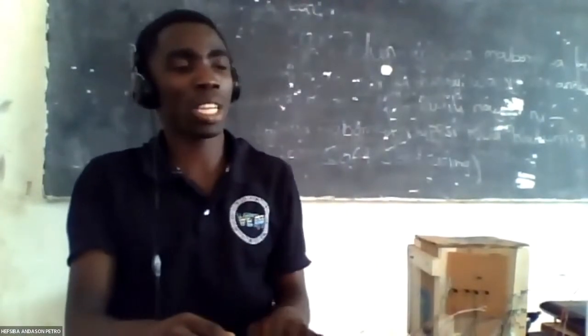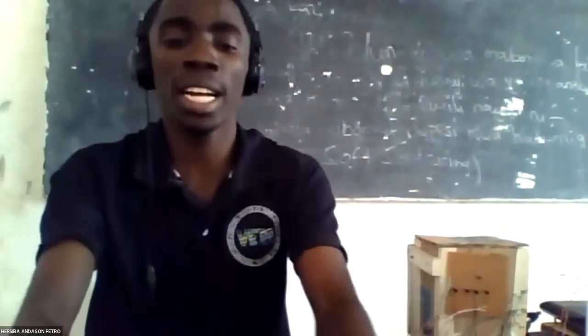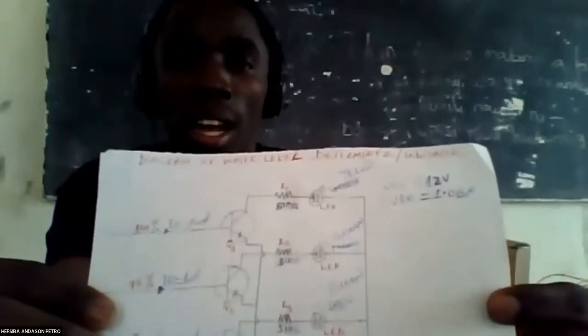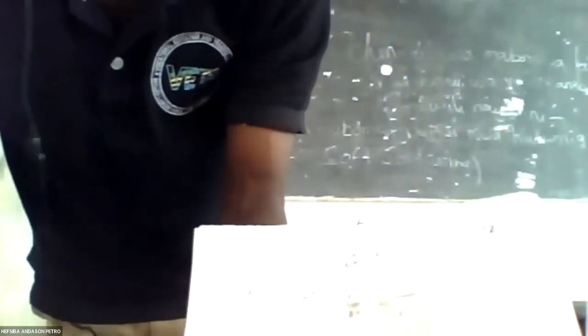So now let me explain the project. Let me start with the diagram of the water level circuit. It is called the diagram of the water level determiner or indicator. Yes, it is visible now. It is made of 4 transistors.